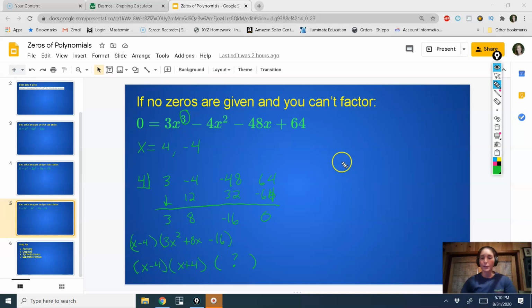Okay, so negative 4 now goes up in the window, and 3, 8, and negative 16 go here. 3 drops down. 3 times negative 4 is negative 12. 8, negative 12, that'll be negative 4. Negative times a negative now is a positive 16, and that goes out to 0.